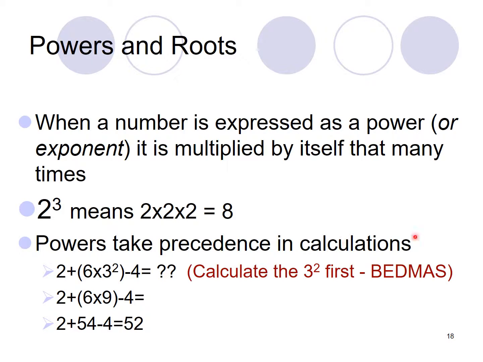Powers take precedence in BEDMAS. After brackets you do your exponents. So in this case here, 2 plus, open your brackets, 6 multiplied by 3 to the power of 2, close your brackets, minus 4. You do this bit first, then you multiply it by 6. So 3 to the power of 2, that's 2 3's multiplied together, so 3 multiplied by 3 is 9. Then we do the bit inside the brackets. 6 multiplied by 9 gives me 54. Then you do your addition and then your subtraction and you end up with 54.